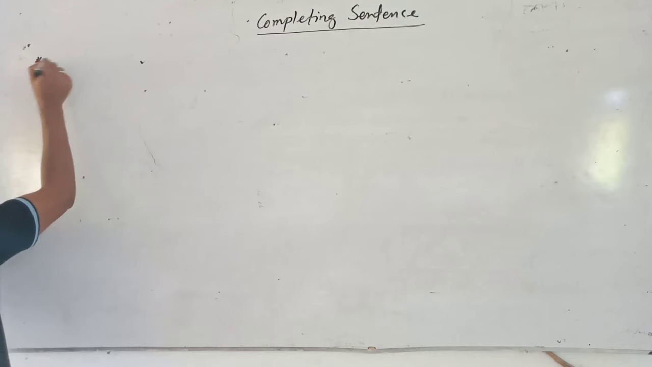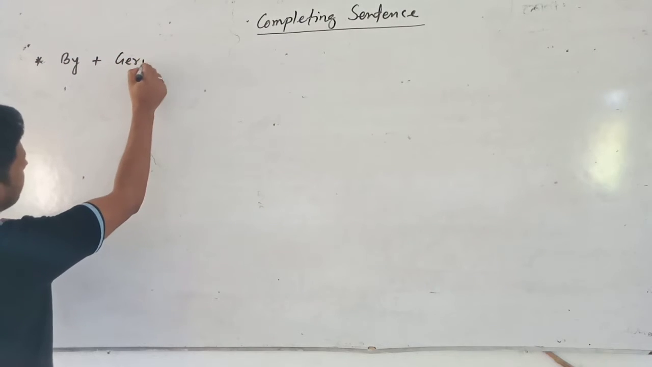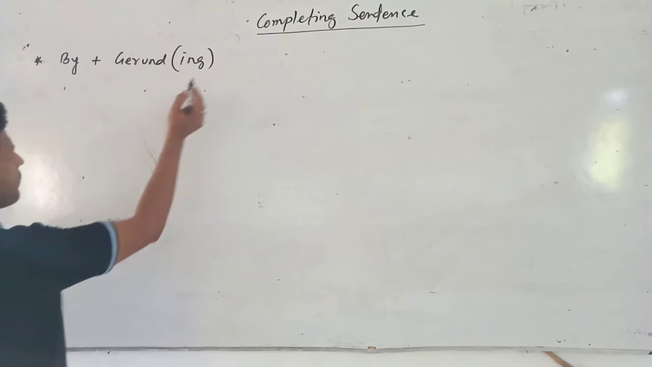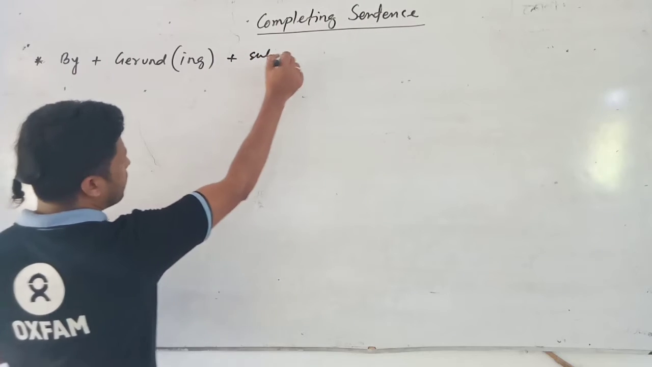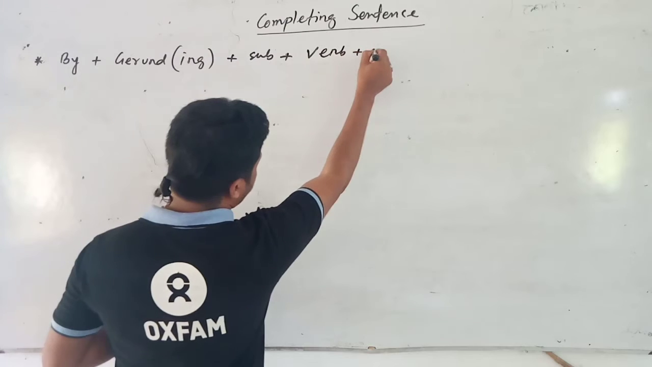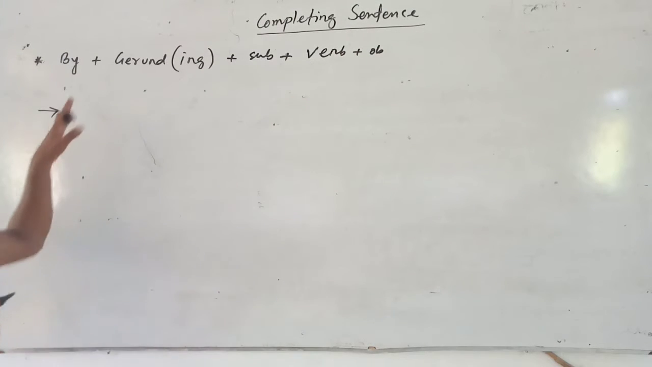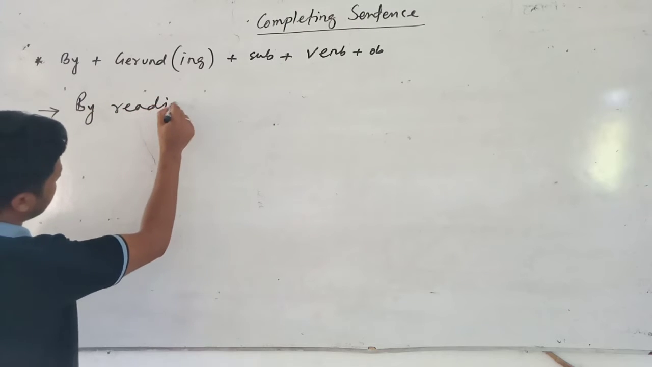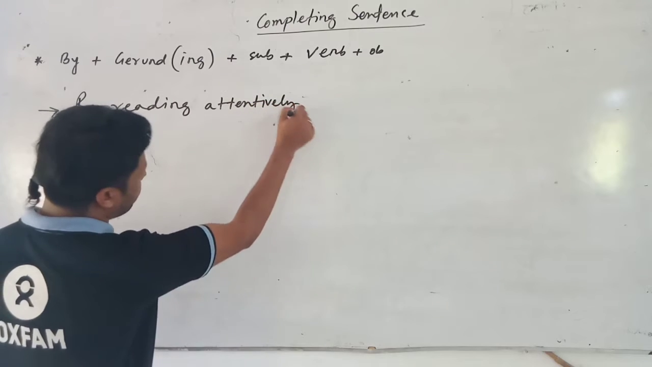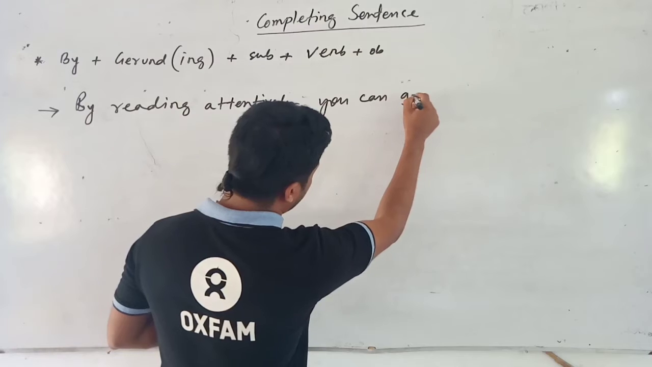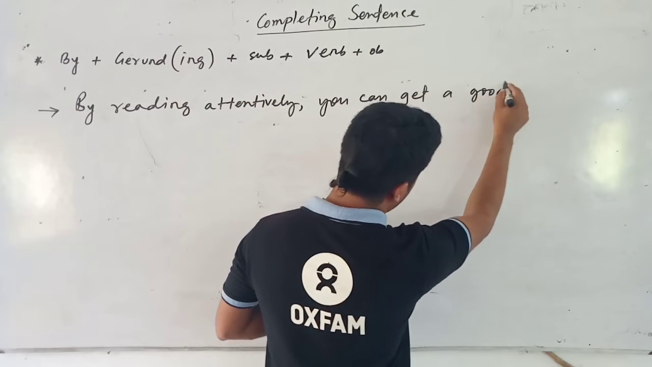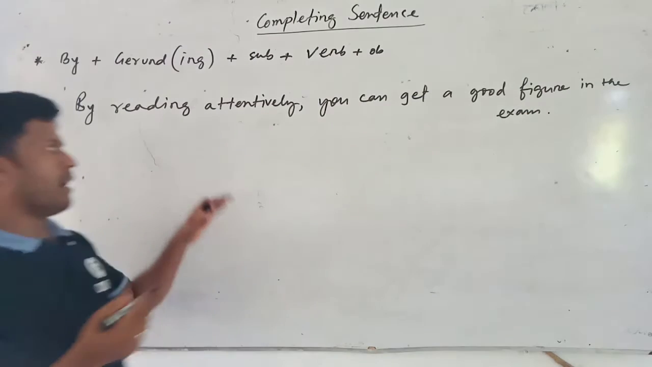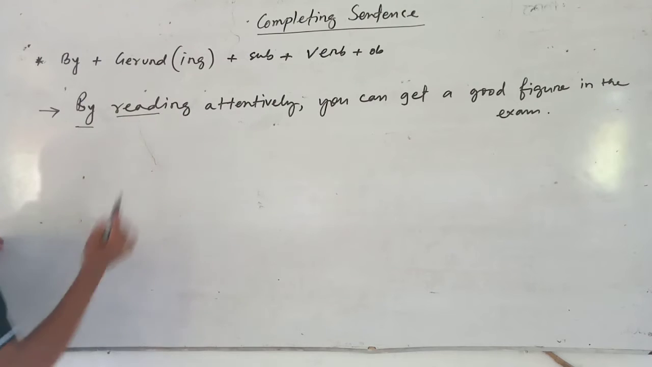Now I'm going to give you another structure. This is by plus gerund. Gerund is the ing form of a verb, and you can use it in your writing. After that you can put here subject, verb and object if it is needed. For example, by reading attentively you can get a good figure in the exam. So you can see here I have written by, then the ing form of verb, which is called gerund.